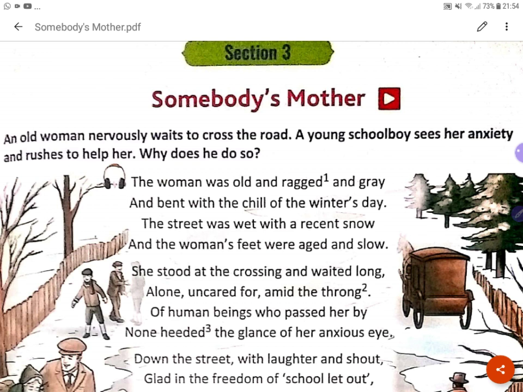Now let us start the reading first. The woman was old and ragged and grey and bent with the chill of the winter's day. The street was wet with a recent snow, and the woman's feet were aged and slow. So let me first underline the word meaning, spelling like that.